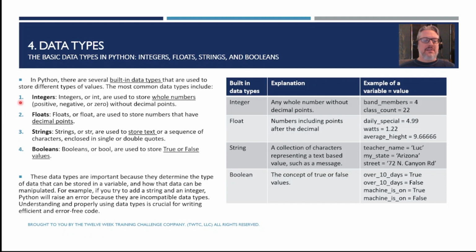So in Python, on the left here, let's go through them. Integers, or ints, abbreviated, are used to store whole numbers. They can be positive numbers, negative numbers, or zero, without decimal points. So that's an integer. A float, or floats as they're sometimes called, are used to store numbers that have decimal points. Strings, basically STRs, are used to store text or a sequence of characters enclosed in single or double quotes. So you can have a full sentence with numbers in it, spaces, capital letters, doesn't matter. As long as it's enclosed in quotes, you're good. That's a string.